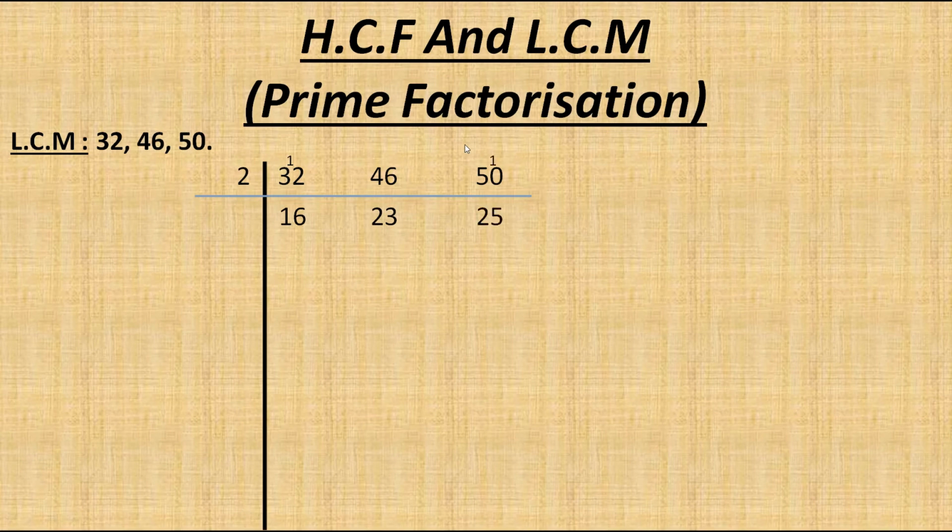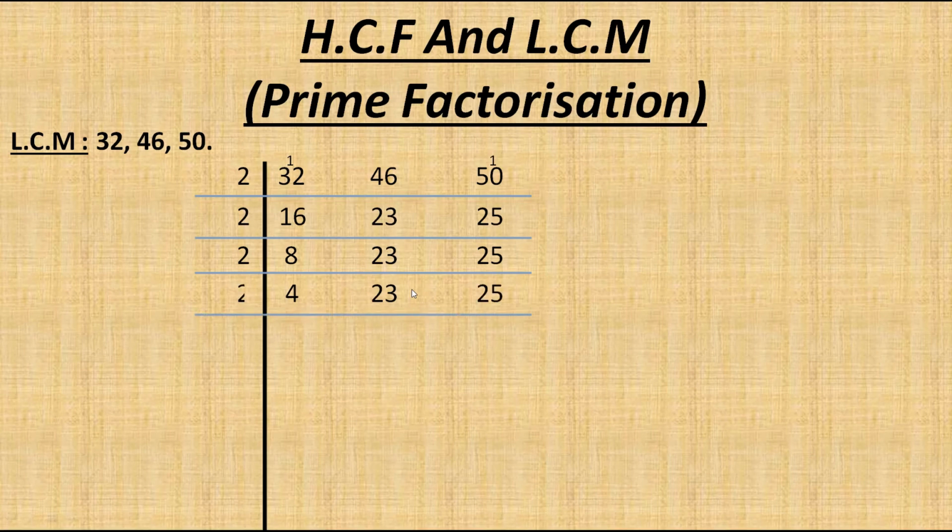Okay. Now here 2 8s are 16. As we can't divide 23 by 2, we will write 23 as it is and 25 as it is. Okay. Now here 2 4s are 8. Again these two numbers will come as it is. Next is 2 2s are 4. Again these two numbers as it is, and 2 1s are 2. Now next we have prime number 5 which can divide this 25.